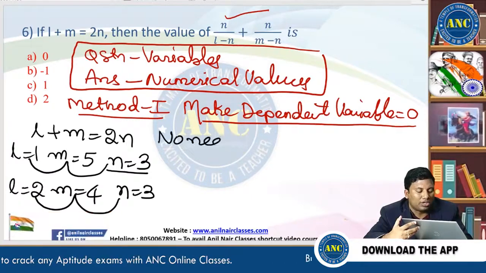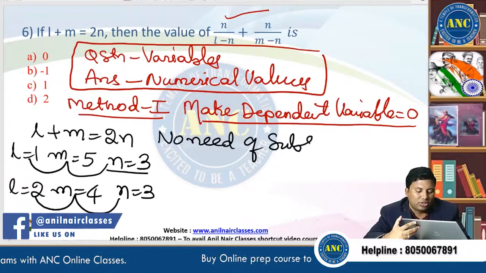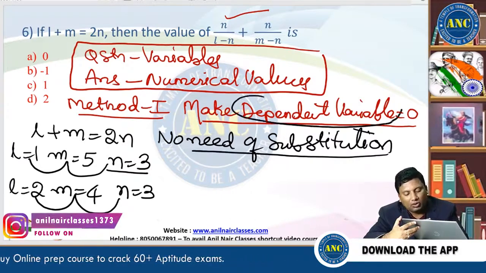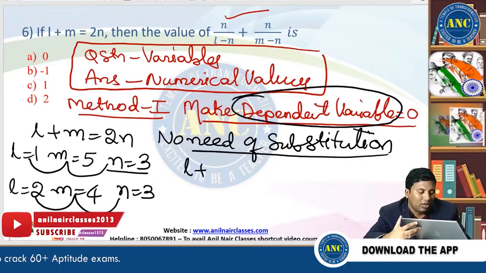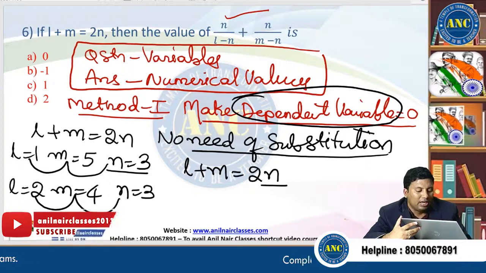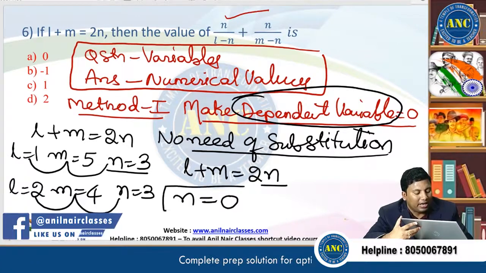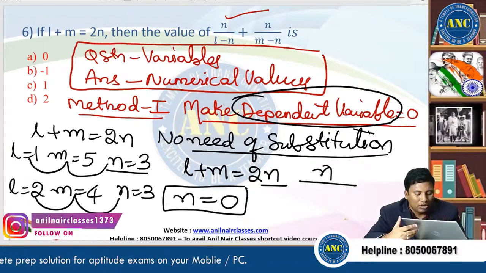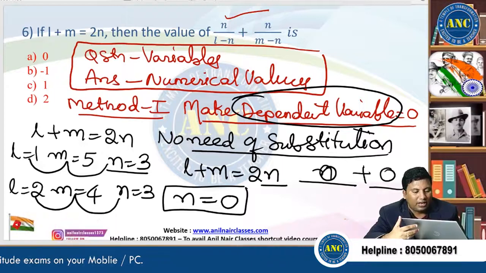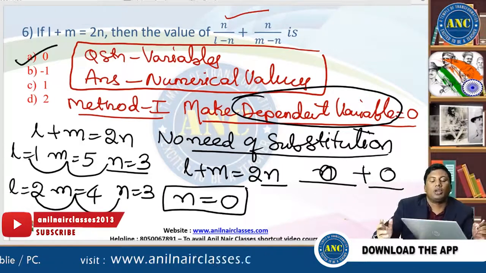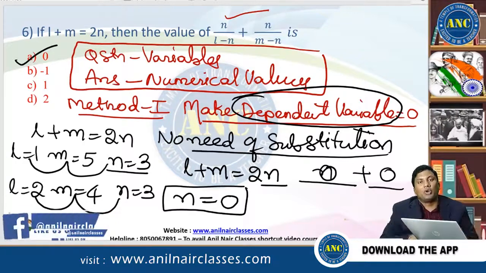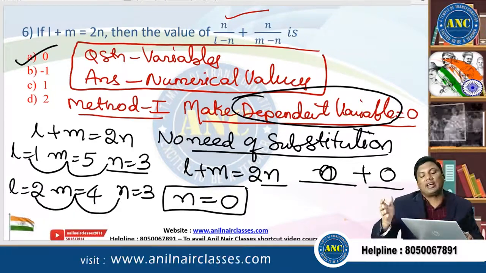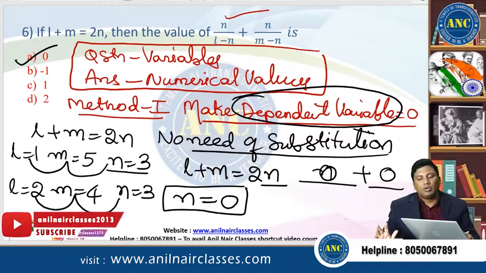No need of substitution. Make dependent variable 0. L plus M equivalent to 2n. N is the dependent variable. Make n value 0. If I make it 0, 0 by something plus 0 by something, 0 plus 0 is 0. Are you all with me? No need to substitute. No need to put some random values in the question. Even if you substitute, you will get the same answer.